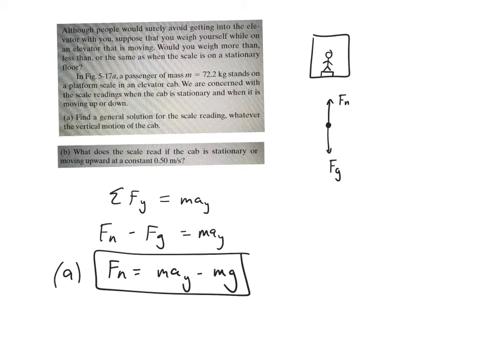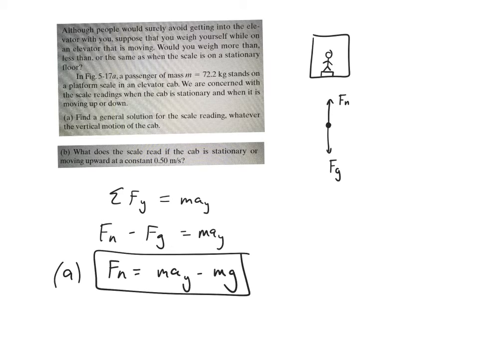force. Part B says, what does the scale read if the cab is stationary or if it's moving up at a constant 0.5 meters per second? So if it's a constant velocity, or if it's stationary, this whole thing becomes 0. Right? Literally, this thing becomes 0.